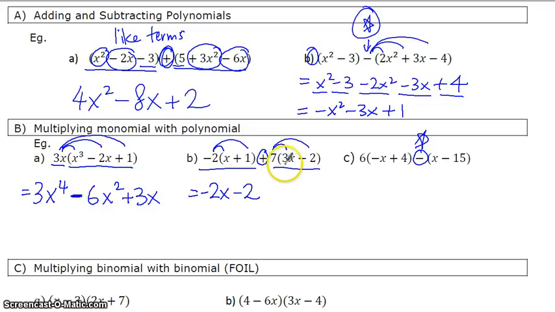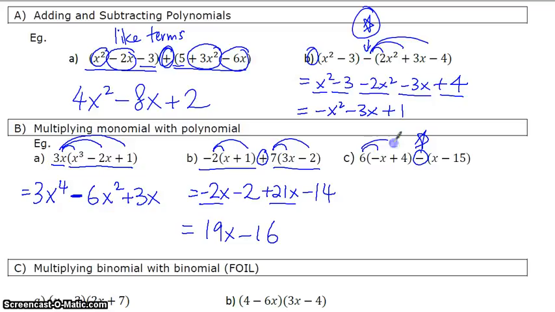Positive 7 times 3x, positive 21x. Positive 7 times negative 2 is negative 14. Okay, so pay attention to the sign. And now add the like terms together. Negative 2x plus 21x is 19x. Minus 2 minus 14 is minus 16.